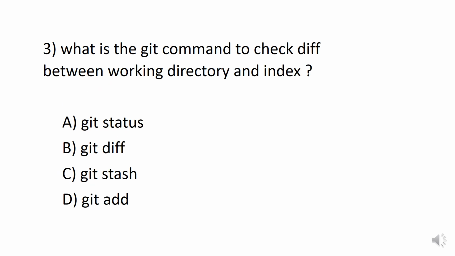Coming to the third one: what is the git command to check the difference between the working directory and index? We have four options: git status, git diff, git stats, and git add. So here our answer will be git diff. Out of all these four, git diff is the command which shows the difference between the working directory and index if you run this command.